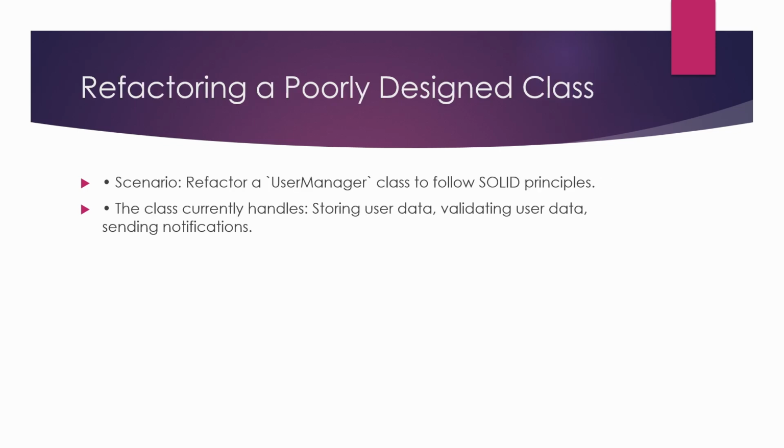Now that we know the principles, let's look at how to refactor a poorly designed class. For instance, let's consider a UserManager class. This class currently handles multiple responsibilities like storing user data, validating it, and sending notifications. We can refactor this class by separating these concerns into different classes.